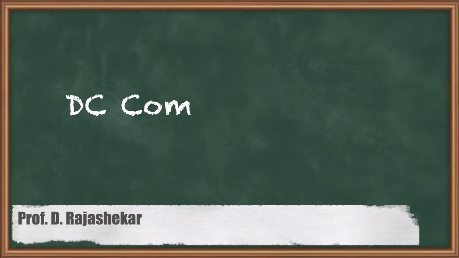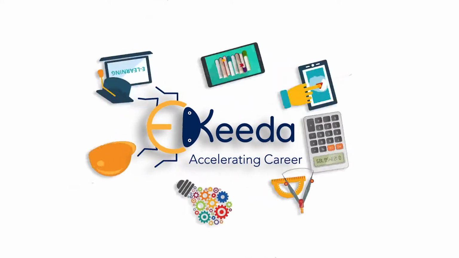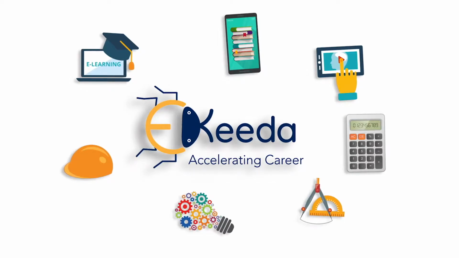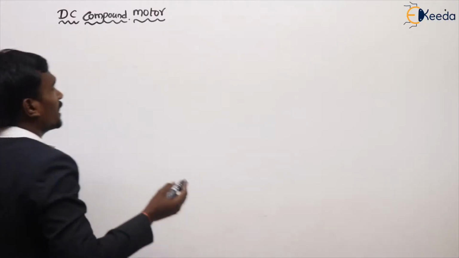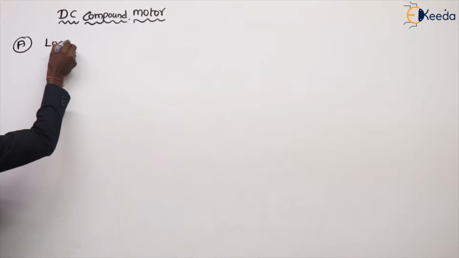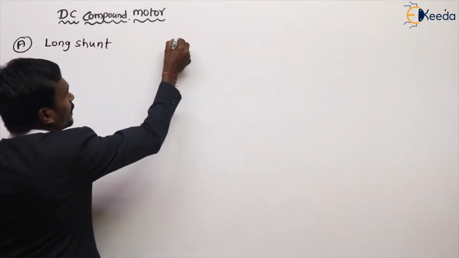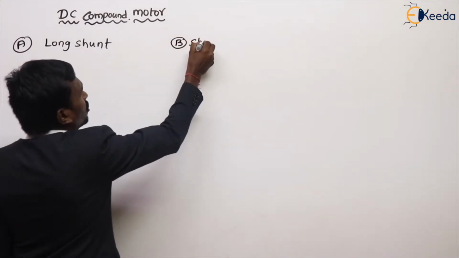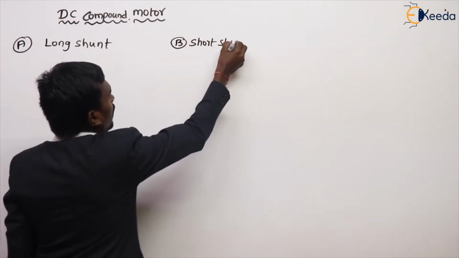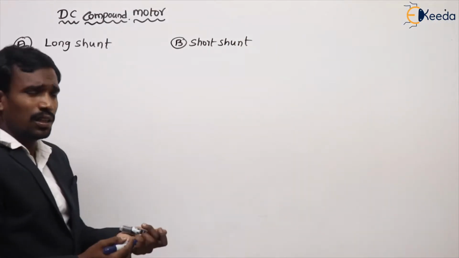Hi friends, in this video we are going to discuss DC compound motors. Generally, DC compound motors are of two types: one is called the long shunt compound motor, and the next one is the short shunt compound motor. These are the two motors.